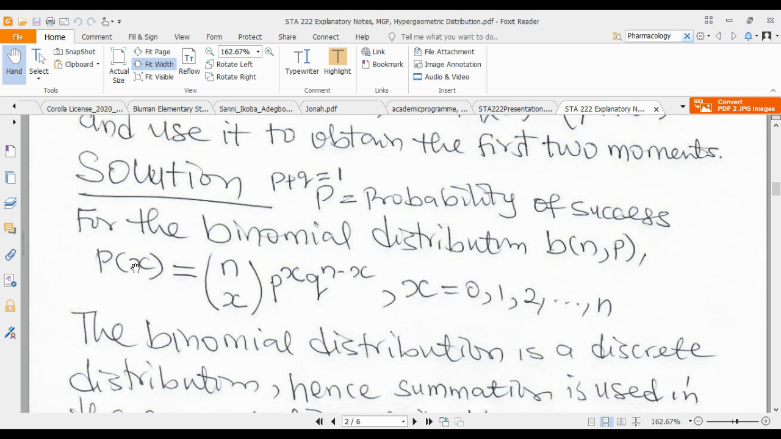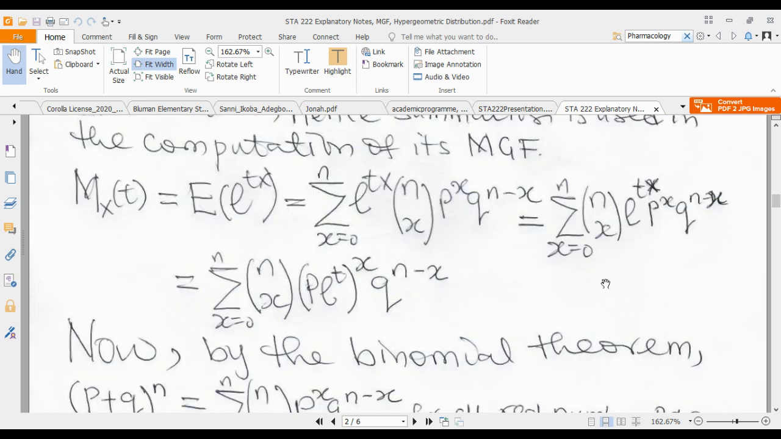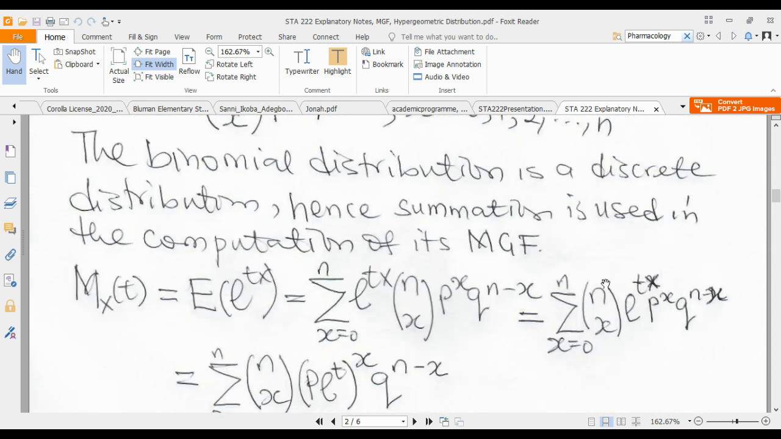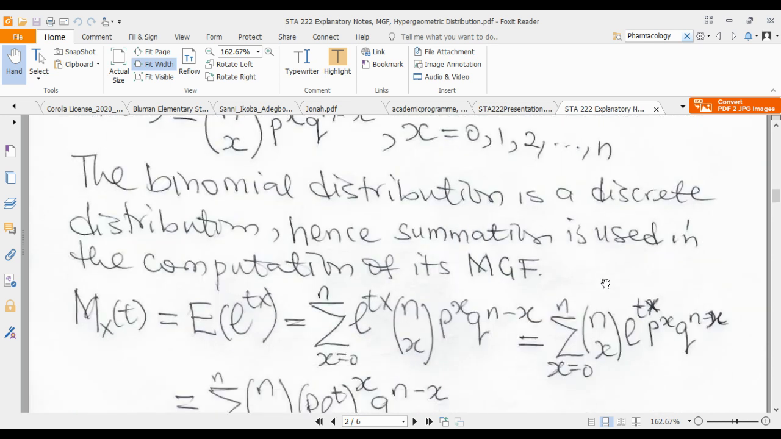Now the PMF of the binomial distribution is given by n combination x multiplied by p to the power x times q to the power n minus x, for values of x between 0 and n, which is the size of the sample. To obtain the MGF of the binomial distribution, we note first that it is a discrete probability distribution, and it needs summation in the computation of the MGF.